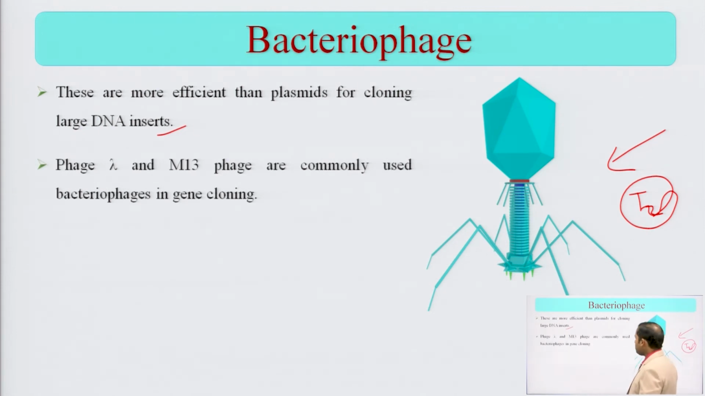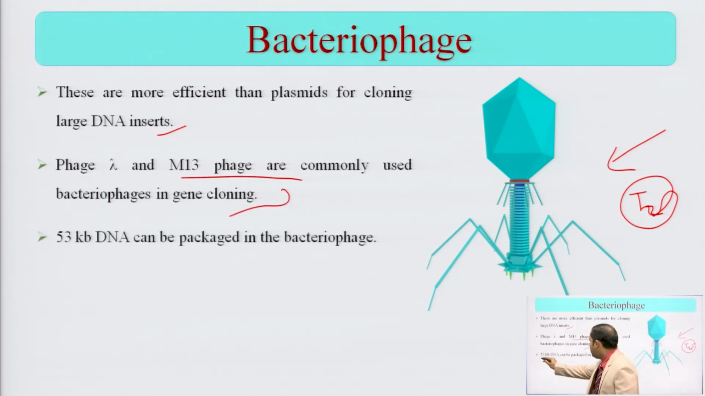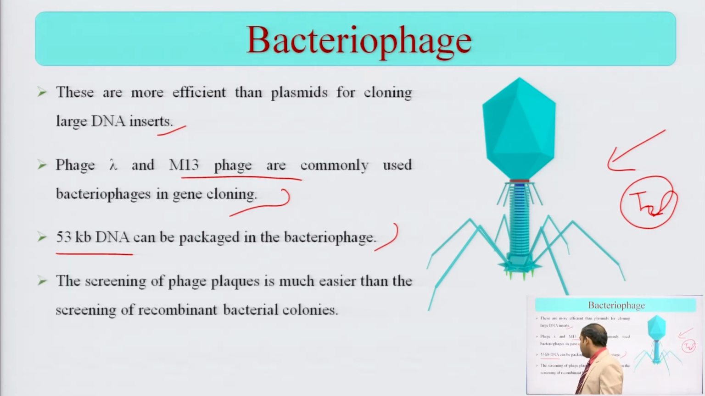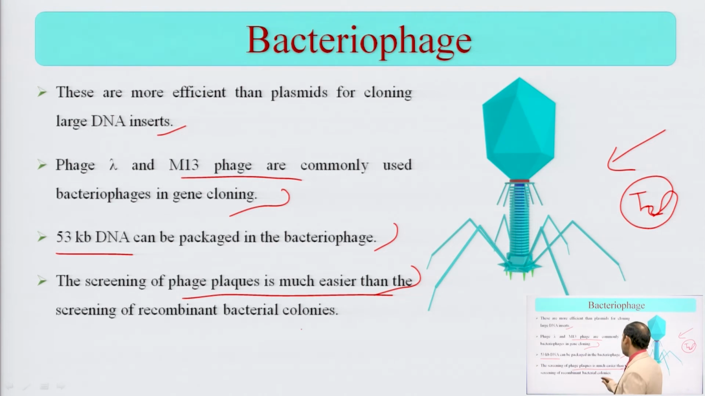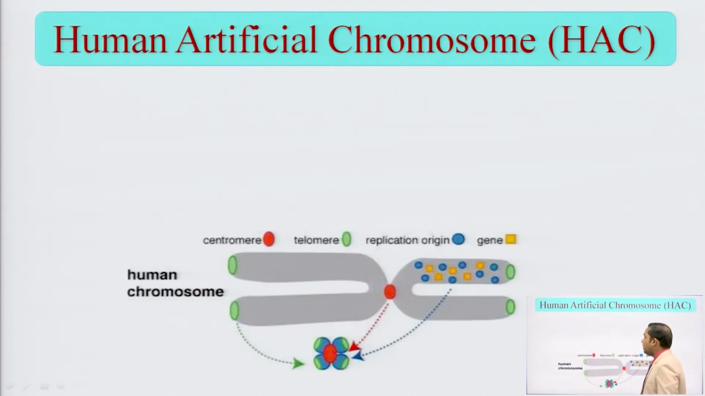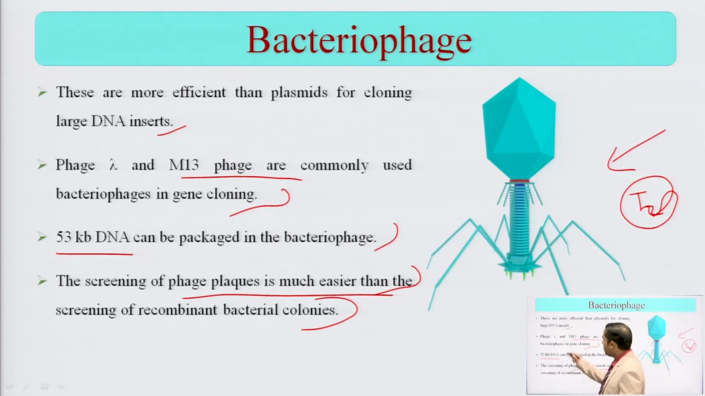Lambda phage or M13 phage are commonly used in bacteriophage gene cloning. Then 53 kilobytes of DNA can be packed. Can you imagine 53? Earlier it was only about 10 kilobytes. Then the screening of phage, that is phage plaques, is much easier than screening of recombinant bacterial cloning. This is something about our bacteriophage.